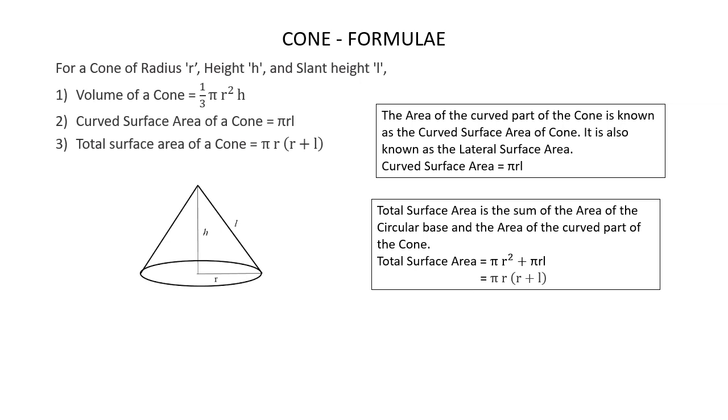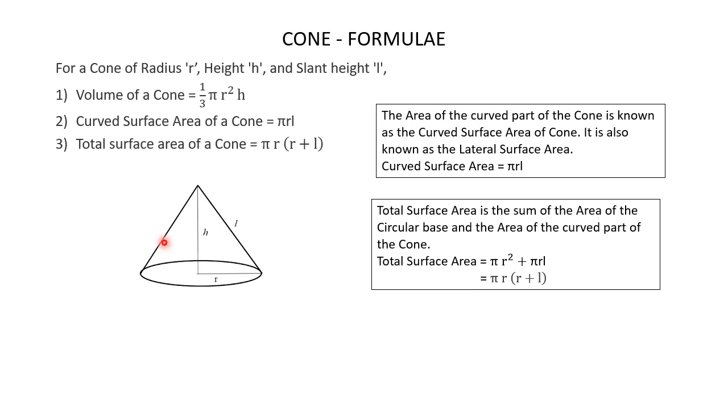Let's now learn a few formulae of cones. Consider a cone of radius r, height h and slant height L. Volume of a cone is equal to 1 by 3 multiplied by pi r squared h. Curved surface area of a cone is equal to pi r L.